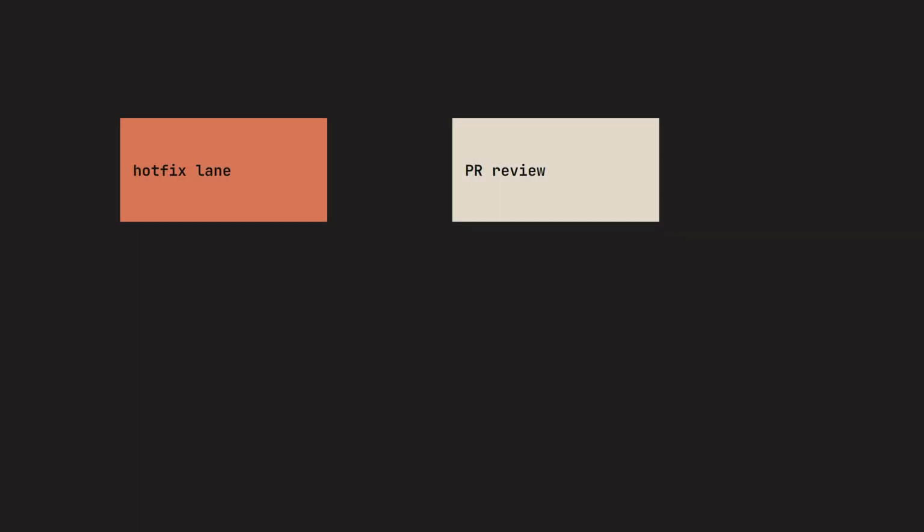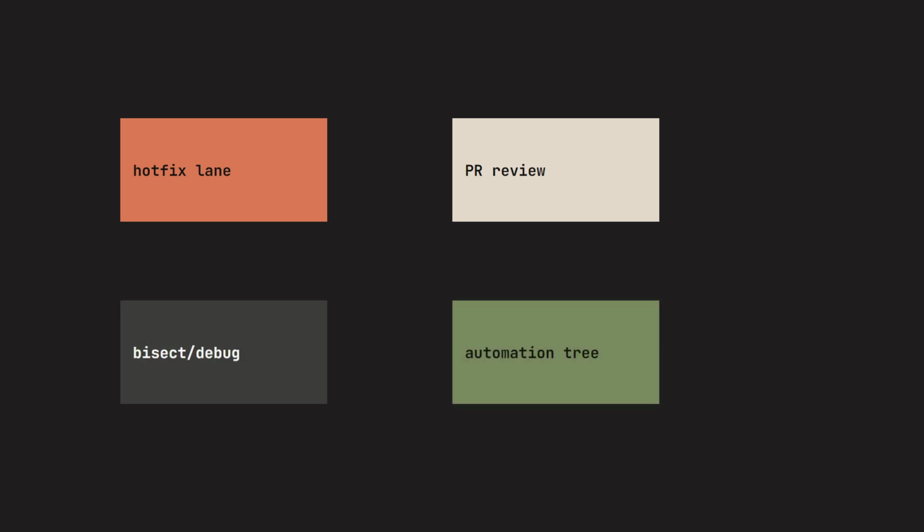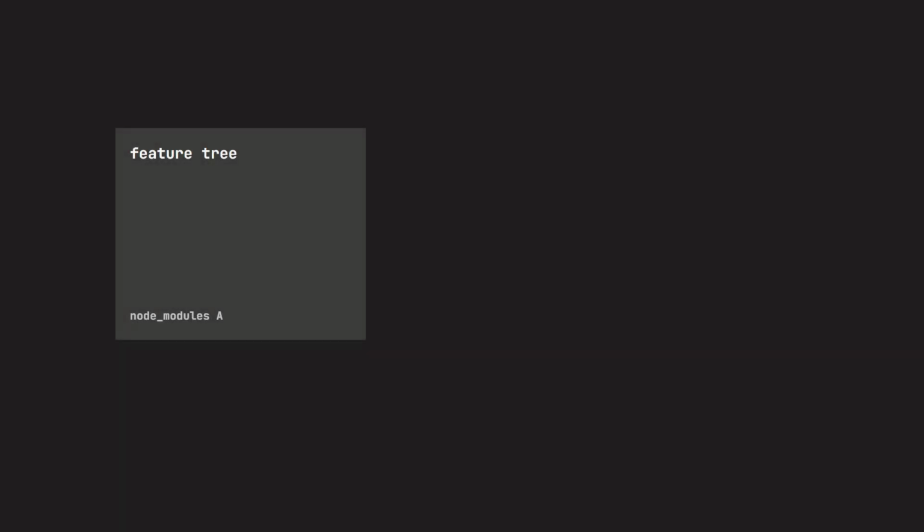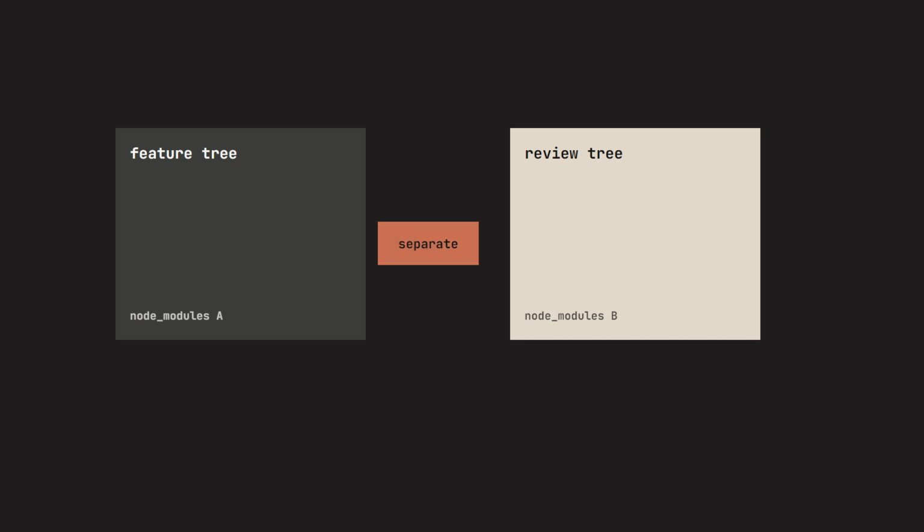There are a few workflows where this is especially useful. First, hotfixes. You keep your current feature untouched, create a hotfix worktree from main, fix the issue, and remove the worktree when the branch is merged. Second, pull request review. You can check out someone else's branch in a separate directory without disturbing your current branch. Third, bisecting or debugging old versions. A detached worktree lets you inspect a specific commit without moving your active branch.